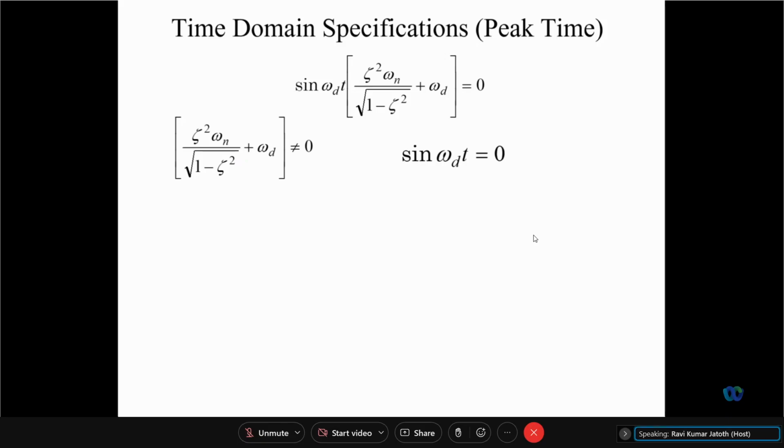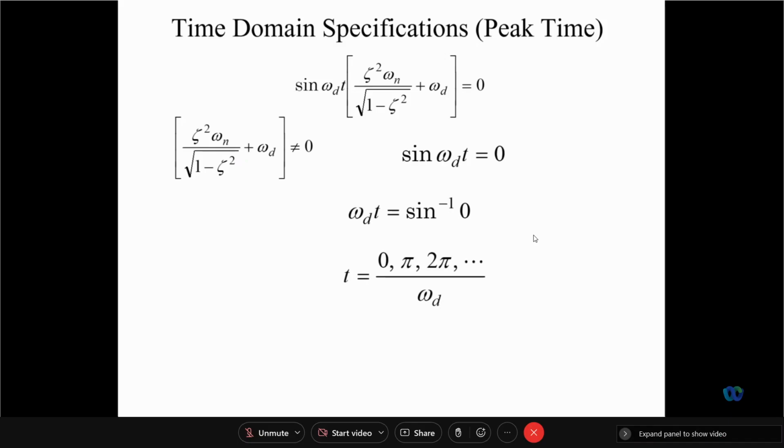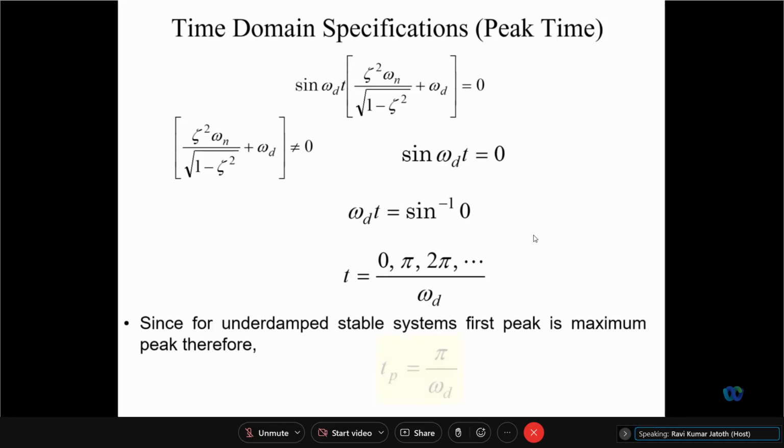So what would be the expression for peak time now? So t, and the possibilities at which this will happen is 0 or pi or 2 pi by omega d. So then we will write it as Tp is pi by omega d. So is that fine, all of you? Peak time expression.